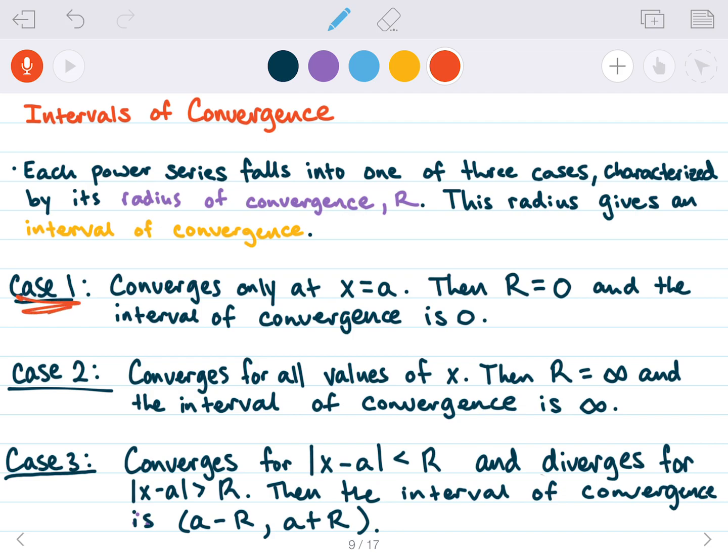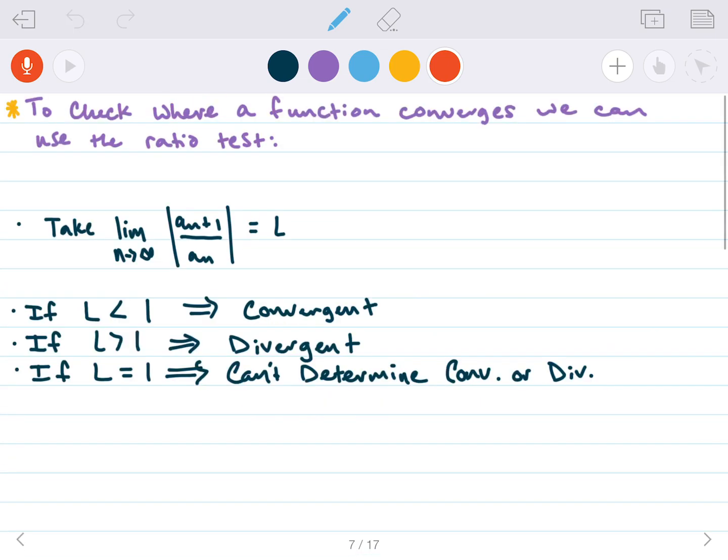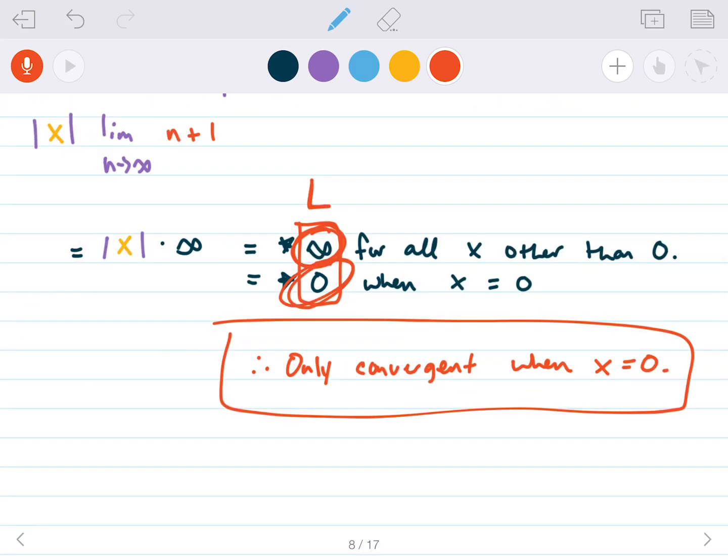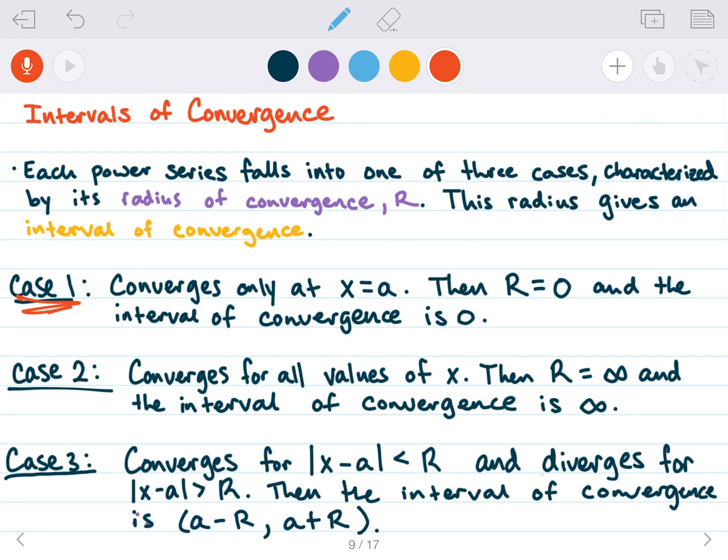Case 2 is that it converges for all values of x, right? So like, let's see, did we do an example with that? I believe we did. Oh, no, we didn't do one yet, but we're going to get to it. So case 2 is when it converges for all values of x. And we'll do an example like that in just a bit.